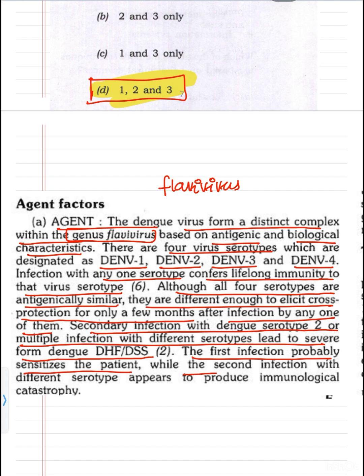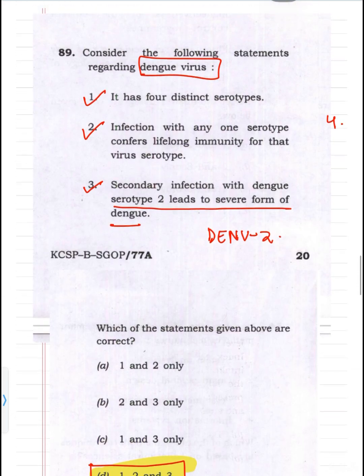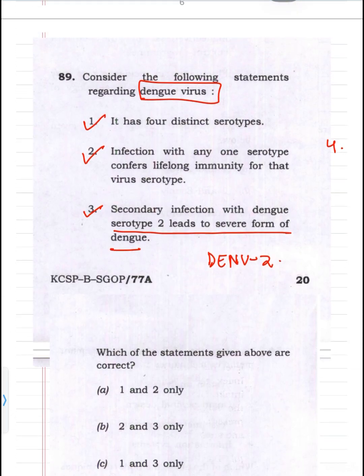So coming again, dengue virus has 4 distinct serotypes. This is correct. Infection with any one serotype confers lifelong immunity for that virus serotype. Again, this is correct. And second infection with dengue serotype 2 leads to severe form of dengue. This is correct. Now coming to the 90th question. Consider the following statements regarding dengue. So again, another question on dengue in the same paper.